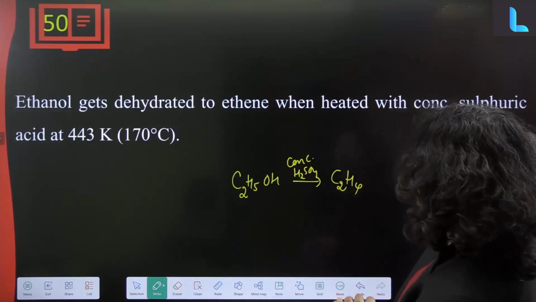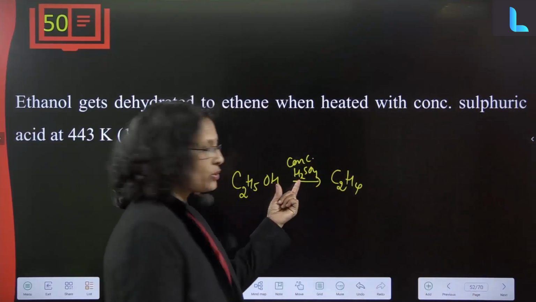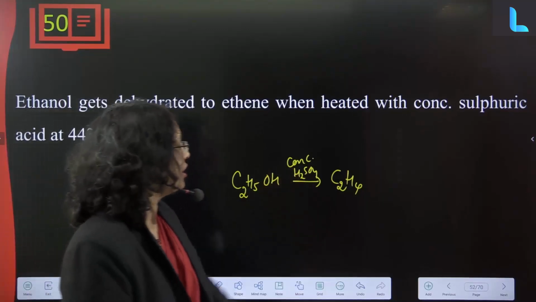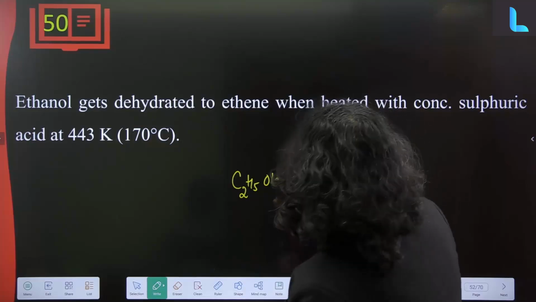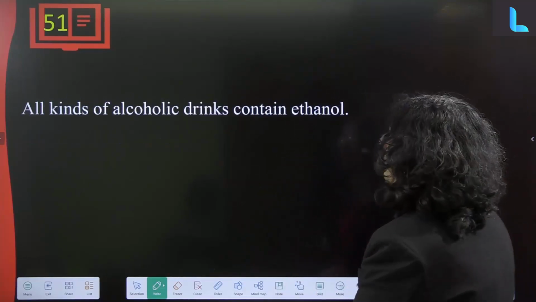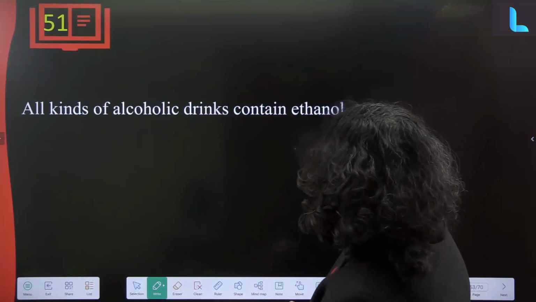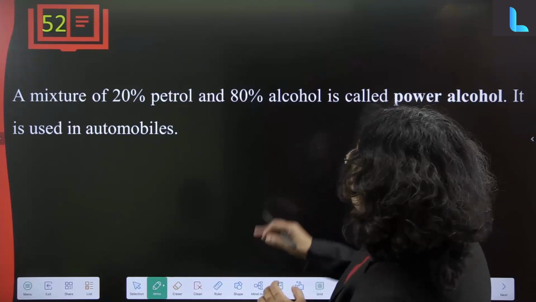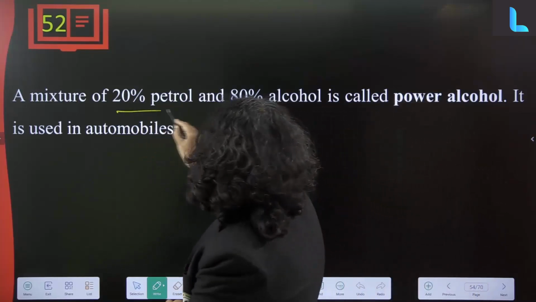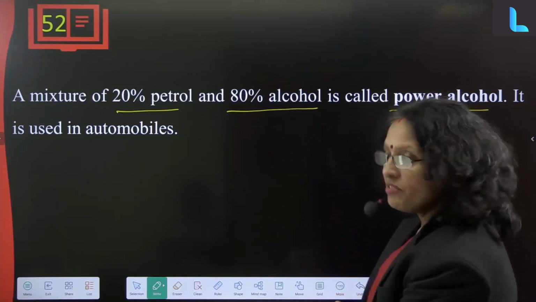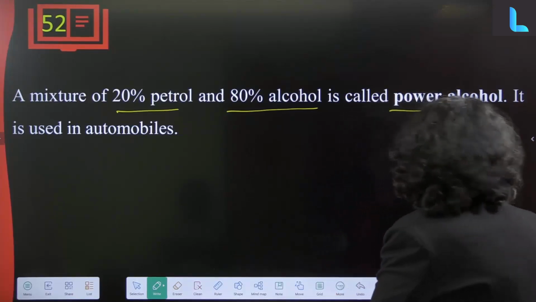Ethanol gets dehydrated to ethene. Ethanol reacts with concentrated sulfuric acid, which acts as a dehydrating agent, and converts to ethene when heated at 170 degrees Celsius or 443 Kelvin. All kinds of alcoholic drinks contain ethanol. A mixture of 20% petrol and 80% alcohol is called power alcohol, which is used in automobiles.